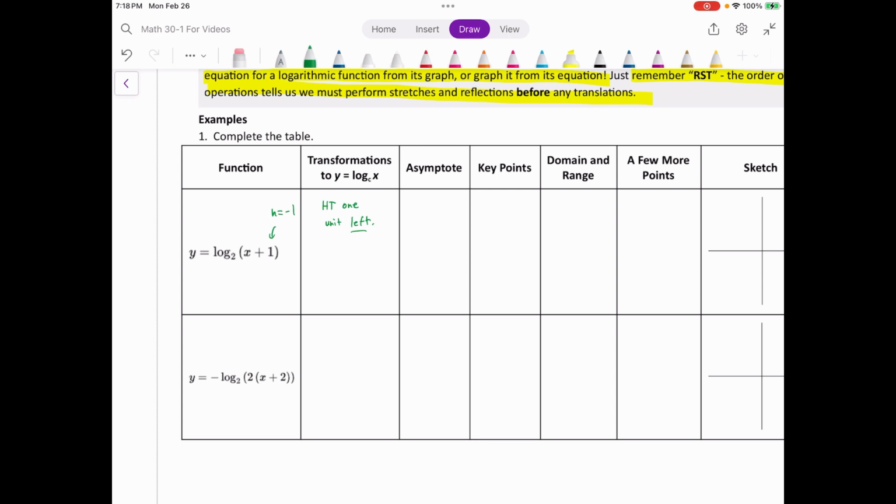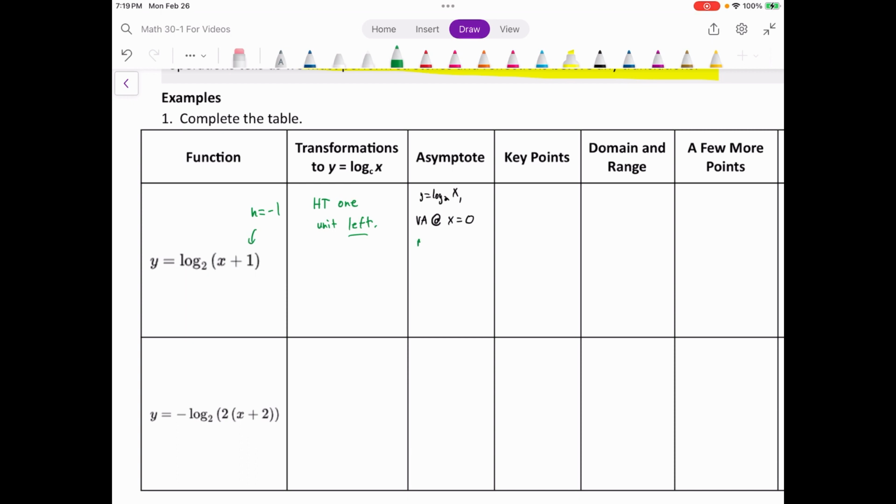So the asymptote, where would a y equals log base 2 of x have an asymptote? Right, it would be at x equals 0. So normally, for y equals log base 2 of x, the vertical asymptote would be at x equals 0. But this has been horizontally translated 1 unit left. The horizontal translation moves this 1 unit left. So where is it now? It's at x equals negative 1, right? So this is going to have a vertical asymptote at x equals negative 1.